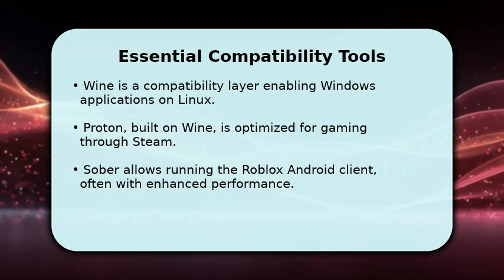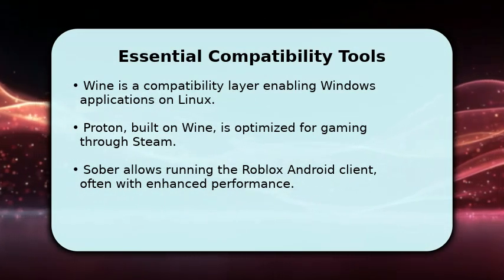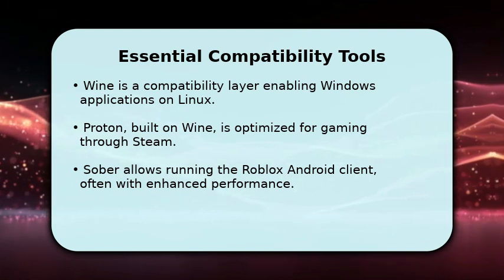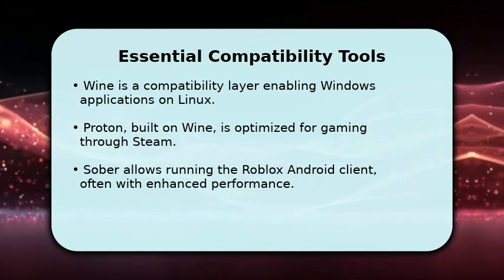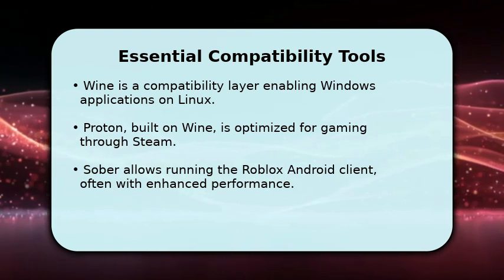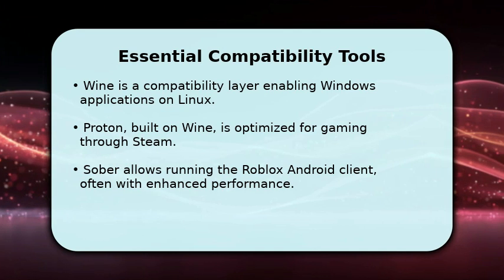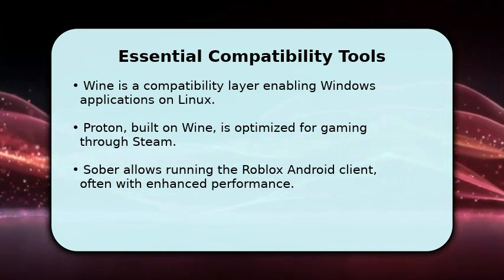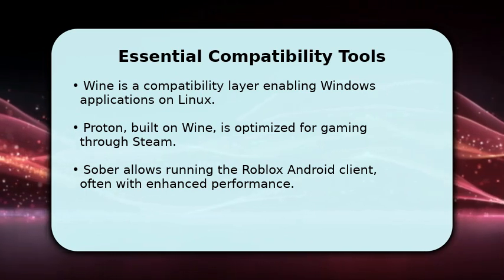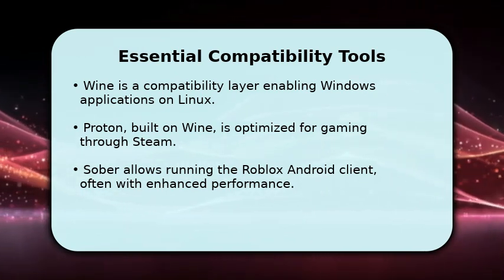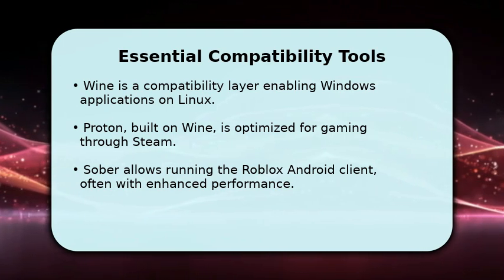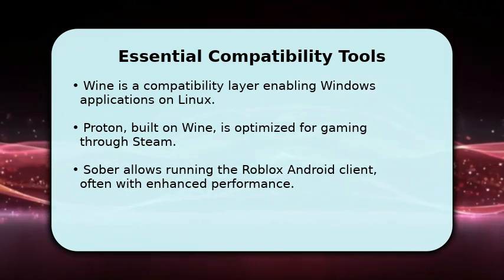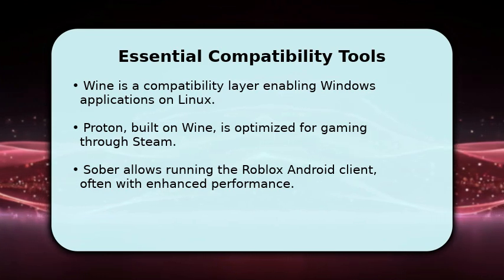To get Roblox running on Linux, you will primarily use compatibility tools. Wine, which stands for Wine is not an emulator, is a crucial layer that translates Windows API calls into Linux equivalents. For gamers, Proton, developed by Valve and integrated with Steam, offers an even more refined experience. Additionally, a tool called Sober can run the Roblox Android client, which some users report offers up to twice the performance of the Windows version.